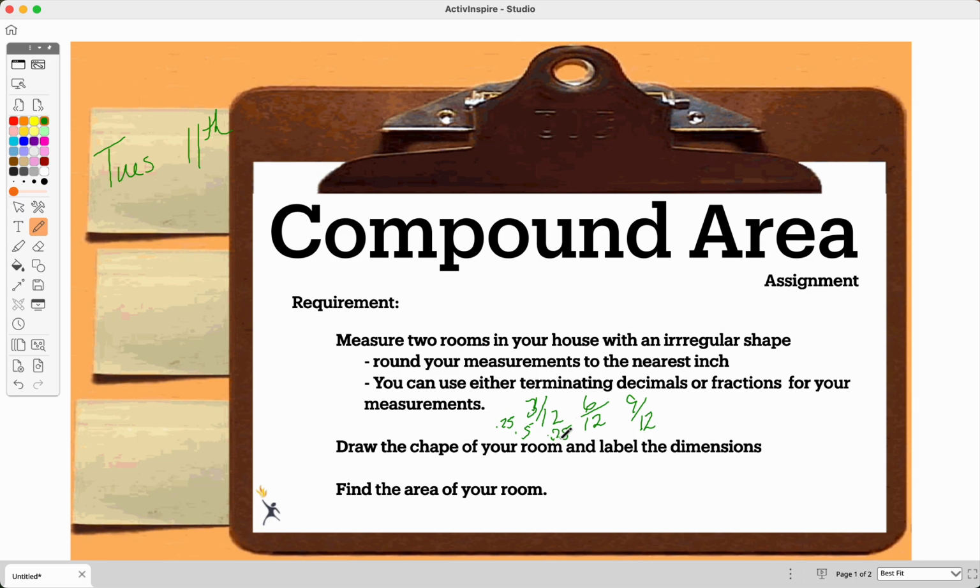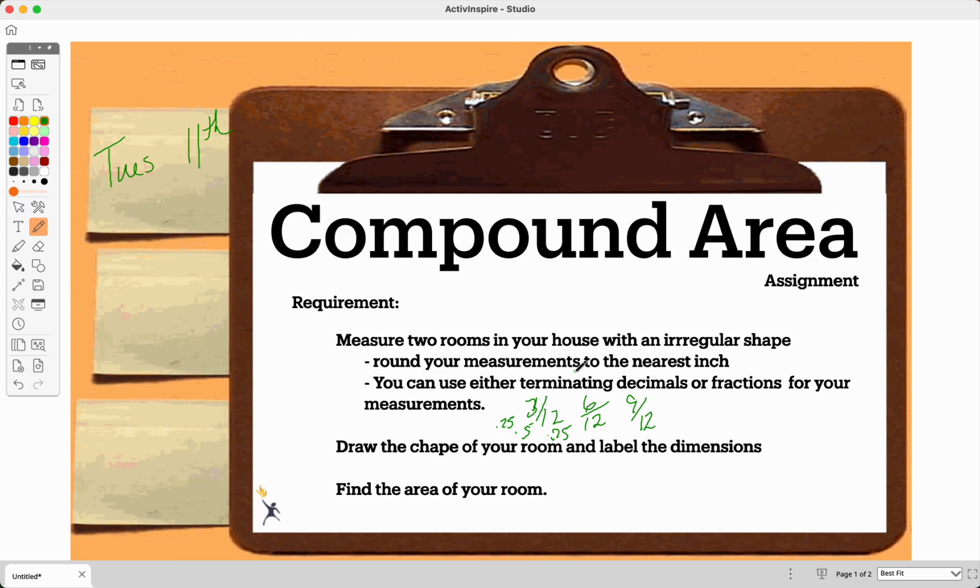If you have a non-terminating decimal, that's pretty much every other twelfth: 1/12, 2/12, 4/12, 5, 7, 8, 10, 11. Any of those you need to use as fractions for your measurement. Those have repeating decimals, so it makes it really hard to get an accurate measurement. So we're going to leave those as fractions. It's up to you, you can do it either way. A lot of rooms are probably going to be to the nearest inch anyways, so don't worry too much about that. Go ahead and have that in the back of your head.